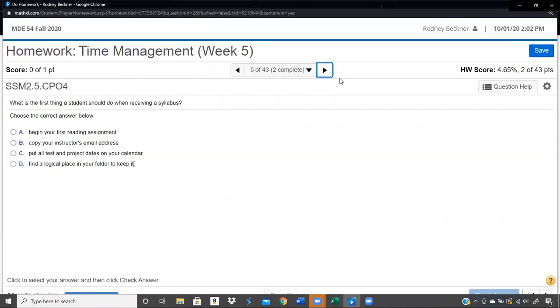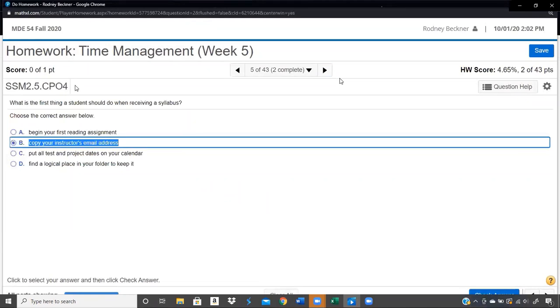I tell you what, there's 3 of these 4 that I say are pretty good. Begin your first reading assignment. Well, we're talking like the second you're handed your syllabus. Copy your instructor's email address. I would think that is not that big of an issue, that you wouldn't have to do that because you literally have it printed in front of you. And yet every semester I have at least 4 or 5 students that ask me for my email address, even though I've pointed out it's in their syllabus and they have the syllabus. So in reality, B is pretty important, but it's probably not the answer they want.